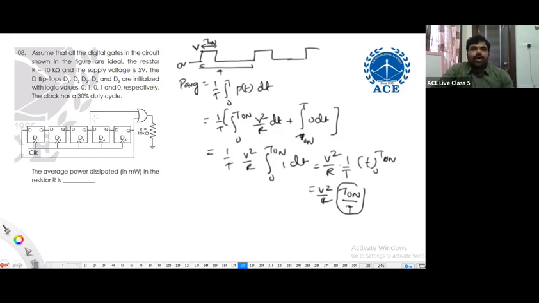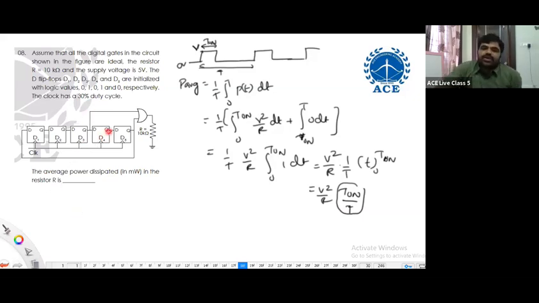So now, what is that duty cycle? Don't consider the duty cycle of the clock, because the clock is not applied across the resistor. Check it correctly. Unnecessarily, extra information is given: 30% duty cycle of the clock. It is not required, because what is the duty cycle of the waveform we are considering? What is its on time compared to off time?